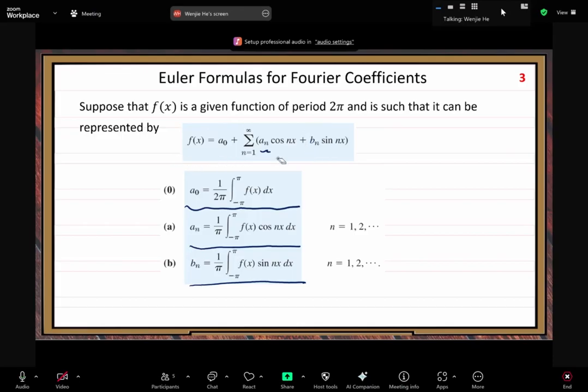Fourier discovered this formula. That's a big contribution in math. Very important discovery. But at that time, this result was not accepted by the math community. Because Fourier submitted his paper to some well-known, famous math journal, but got rejected.